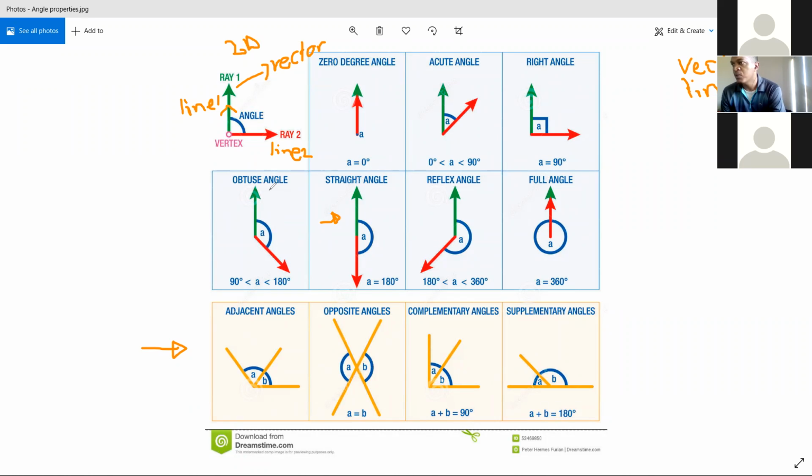Sometimes with obtuse angles, we make use of supplementary angles and complementary angles. We make use of those words later on. We just add them. And then this angle here, the reflex angle, greater than 180, less than 360. Okay, this is also important. And then a full revolution is 360.